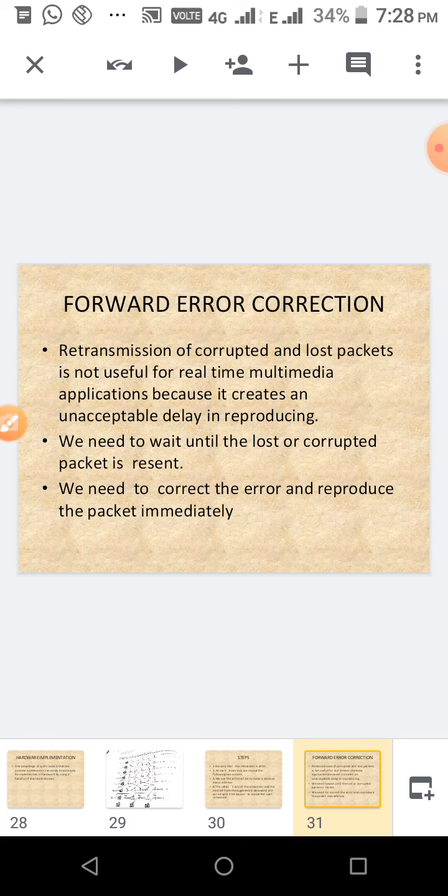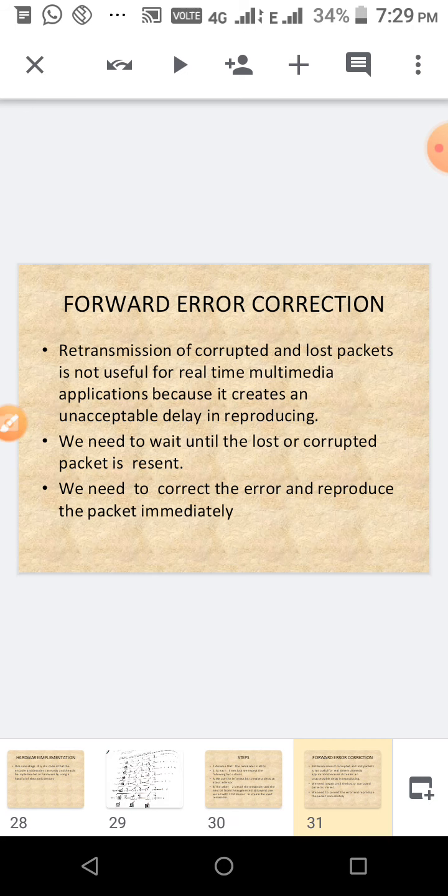Next, forward error correction. What do we mean by forward error correction? Here, retransmission of corrupted and lost packets is not useful for real-time and multimedia applications, because it creates an unacceptable delay in reproduction. We would have to wait until the lost or corrupted packet is resent. So we have to correct the error and reproduce the packet immediately.